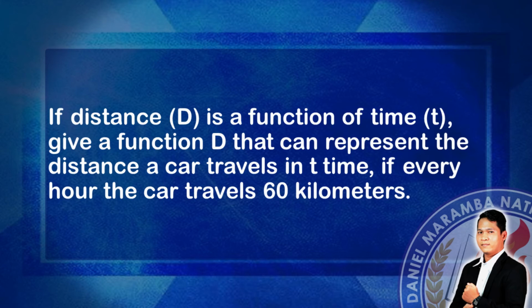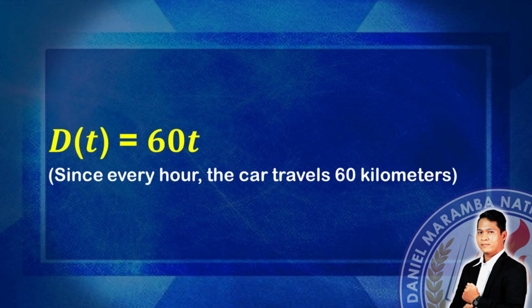Another example is the distance. If distance is a function of time, give a function d that can represent the distance a car travels in t, or time, if every hour the car travels 60 kilometers. So d(t) is equal to 60 times t, since every hour the car travels 60 kilometers.